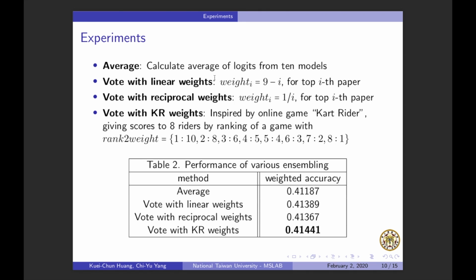First is linear weight. For the first paper, the weight is 8, and the next is 7, and so on. The second one is reciprocal weight. The first paper has weight 1, and the second has weight 1/2, and so on. And the last one is KR weight, which is inspired by an online game called Card Rider, which gives scores to riders by ranking in a game with the following weights.